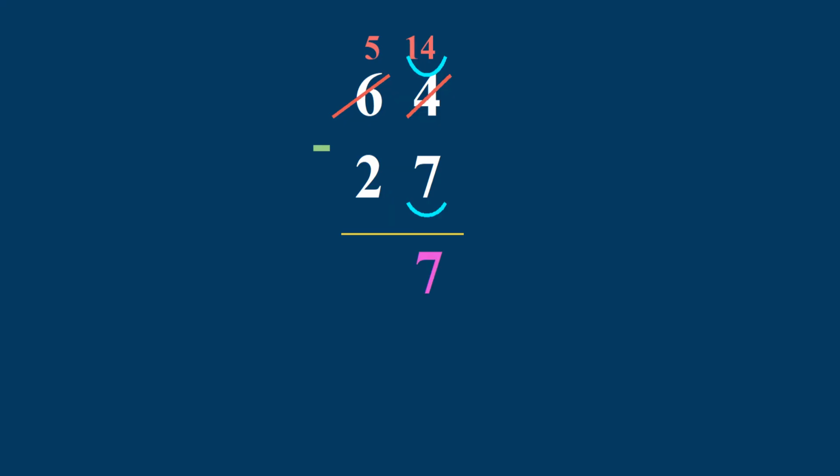Write 7 in the ones place. Then go to the tens column. 5 minus 2 equals 3. Write 3 in the tens place. So 64 minus 27 equals 37. And this is our final answer to this problem.